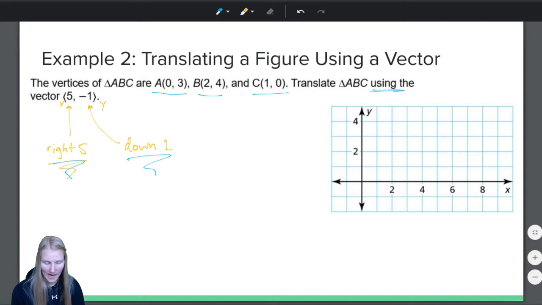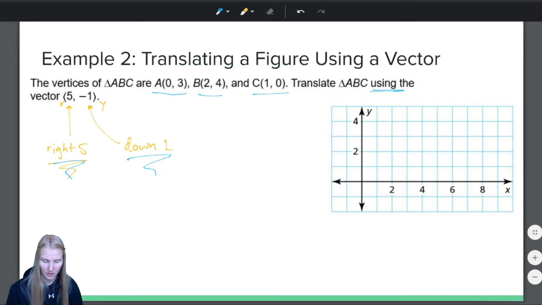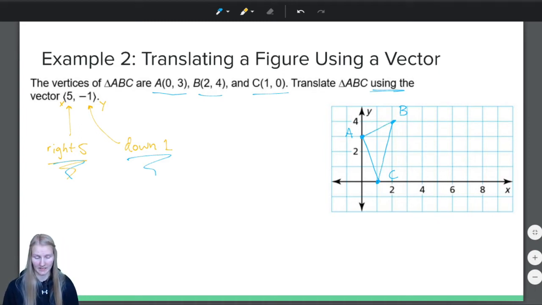So let's go ahead and draw triangle ABC on our graph over here. So (0, 3), I'm going 0 to the left and right, and then up 3. So this is A. And B is at (2, 4), so over 2, up 4. And C is at (1, 0). Perfect. So there is triangle ABC.